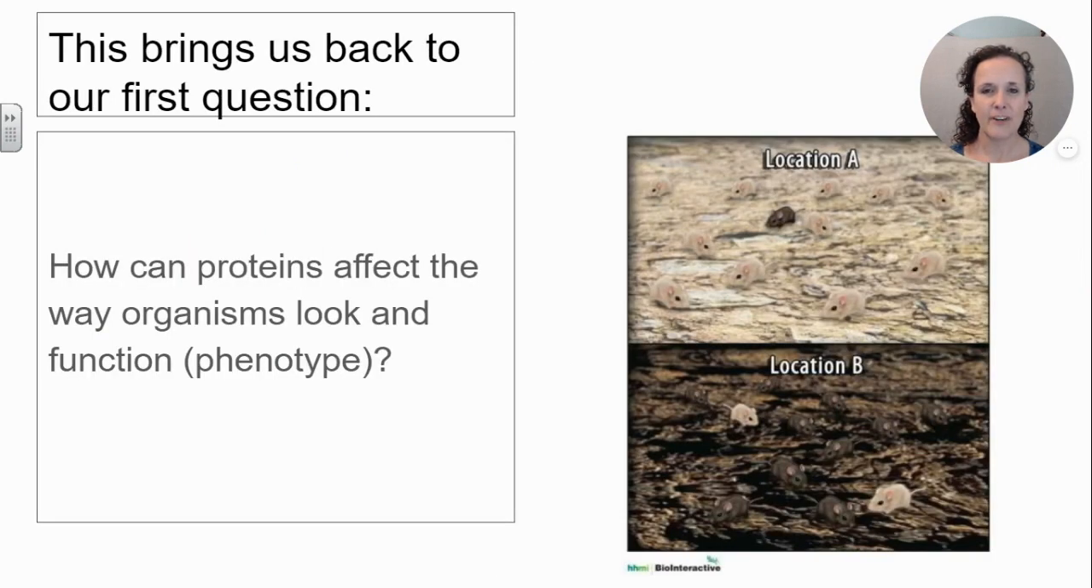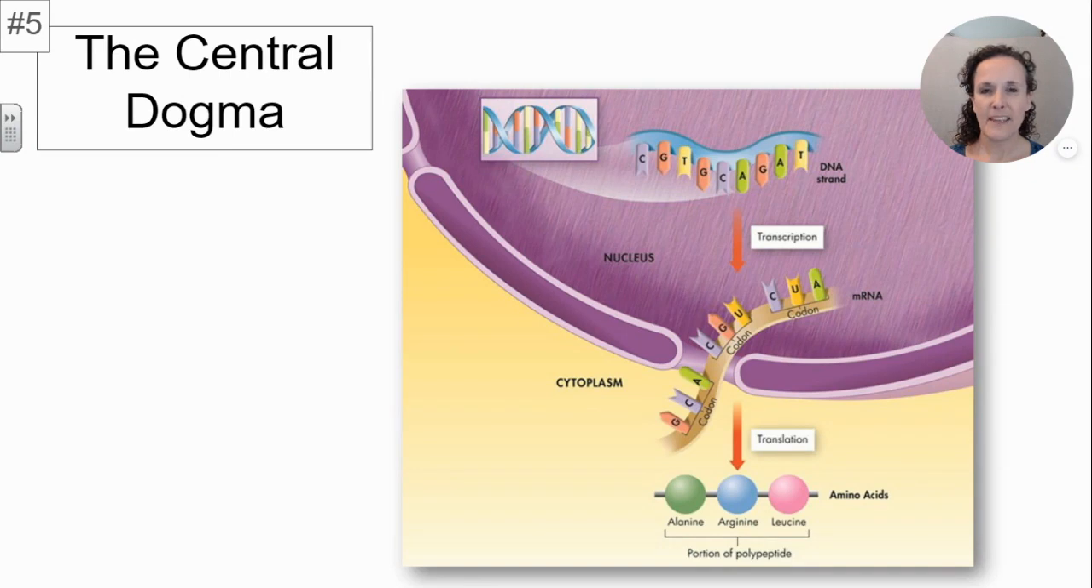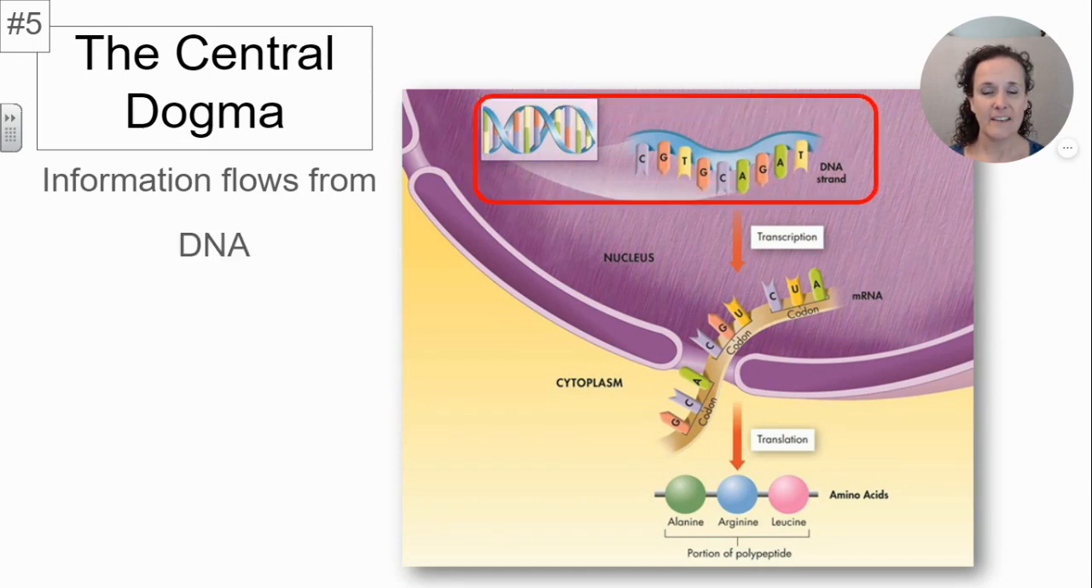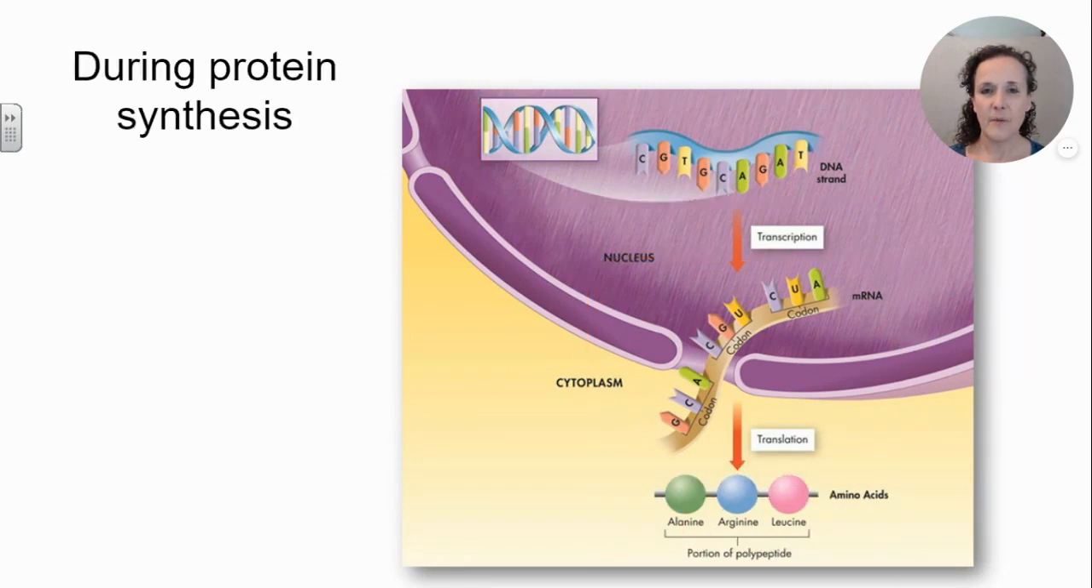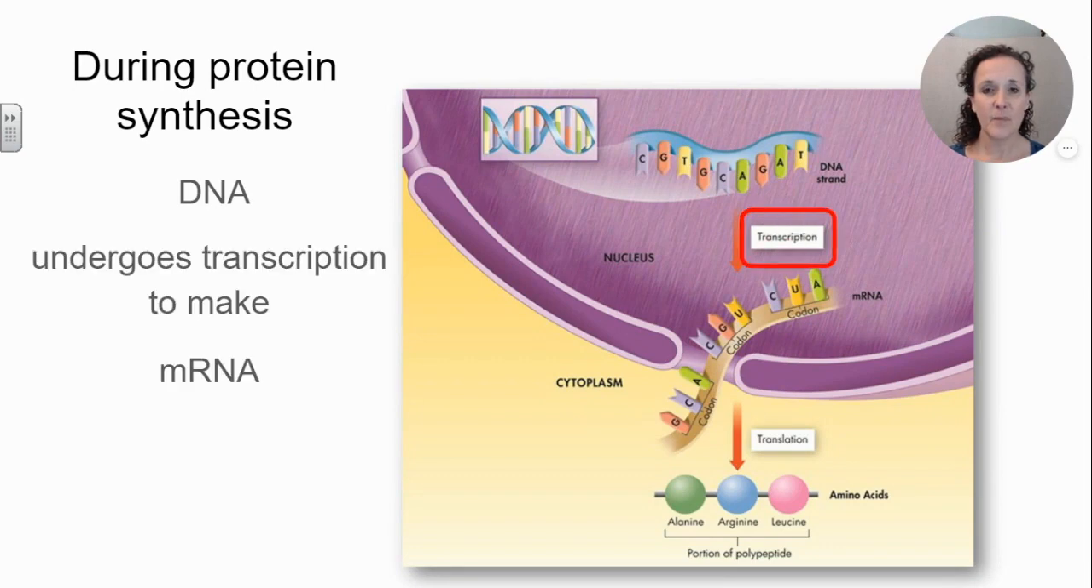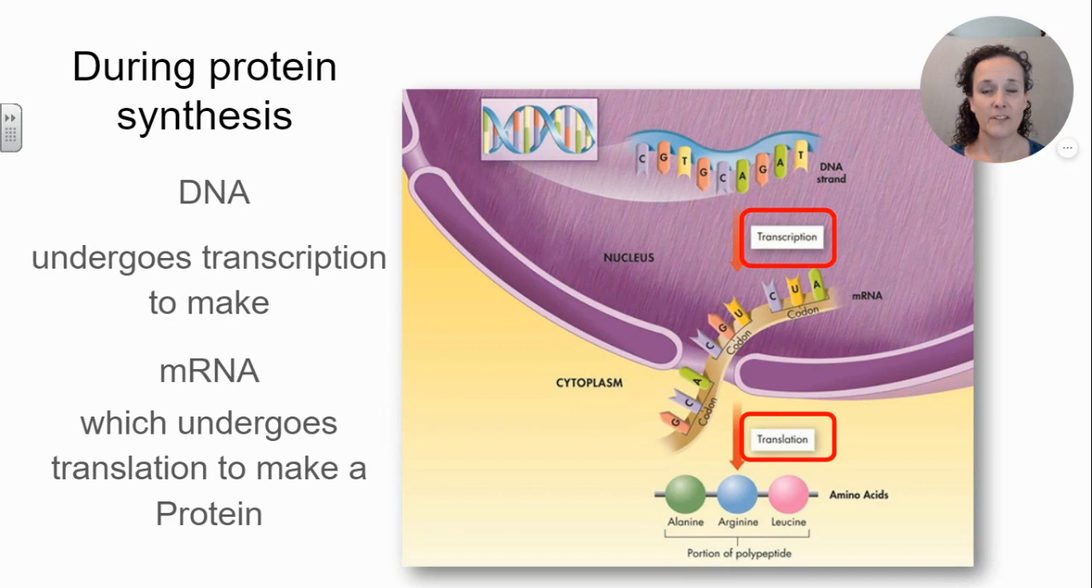This brings us back to our first question. How can proteins affect the way organisms look and function? In molecular biology, the central dogma describes the flow of information. Information flows from DNA to RNA to protein. Another way of saying this is to describe protein synthesis. During protein synthesis, DNA undergoes a process called transcription to make mRNA, which undergoes a process called translation to make a protein.